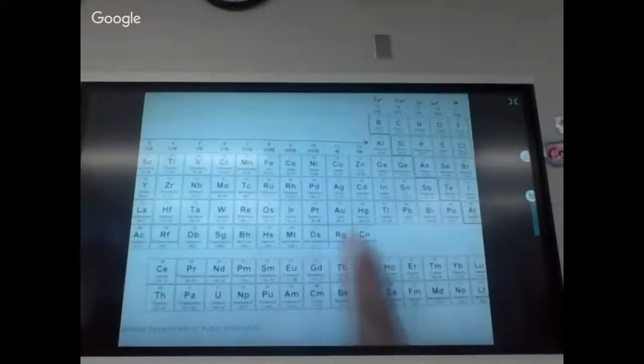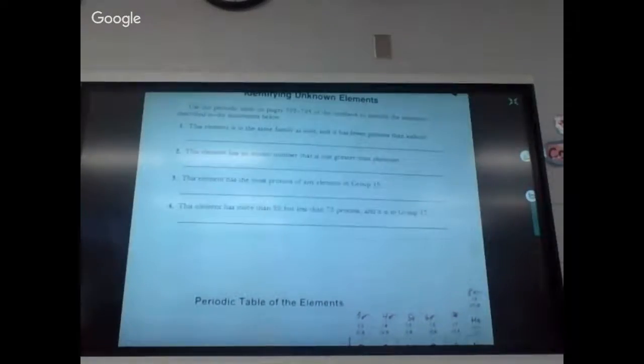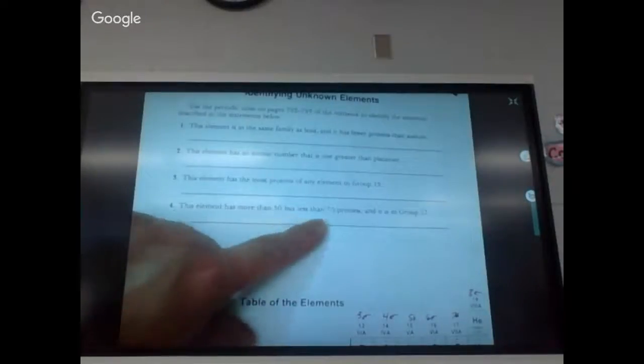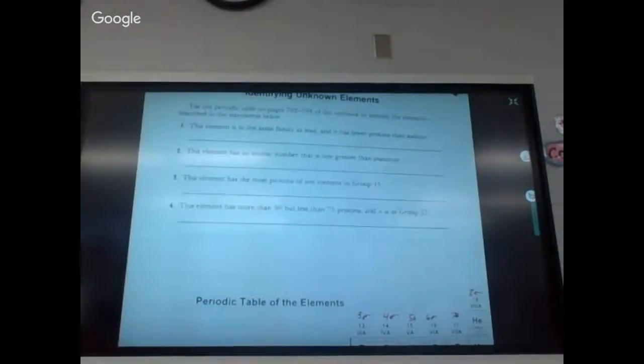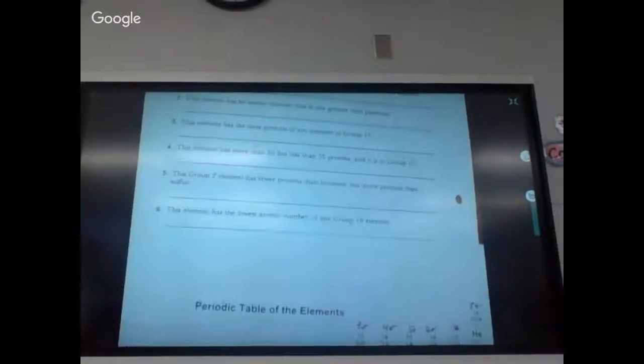Okay. So 3. The element has the most protons of any element in group 15. Bi, bismuth. We're okay with that one? Can we do one more? Okay. So number 4. This element has more than 50 but fewer than 75 protons, and it's in group 17. Iodine. So we're okay on that one? Did you do 5? No. Okay, so we didn't do 5 or 6 yet. Can you do 5 or 6 by tomorrow? Just 5 and 6.